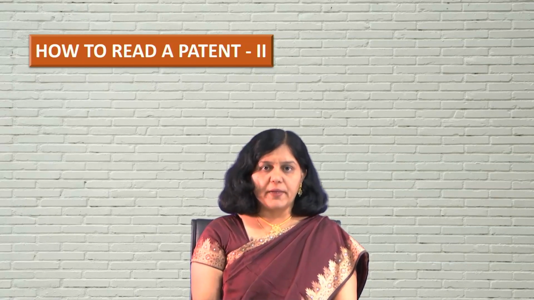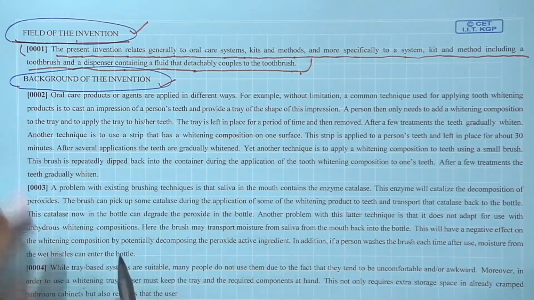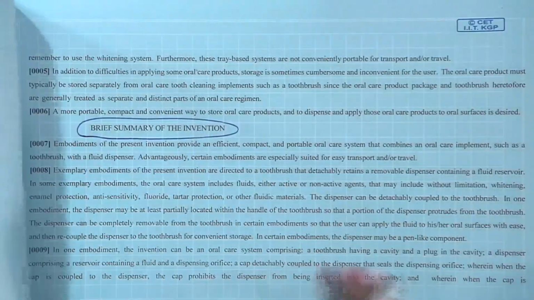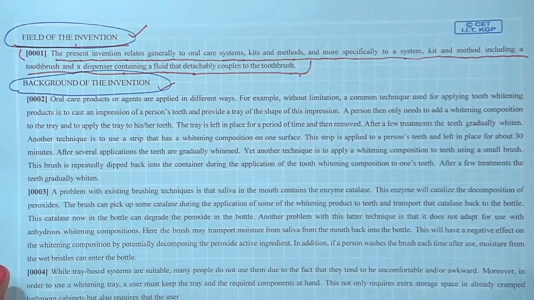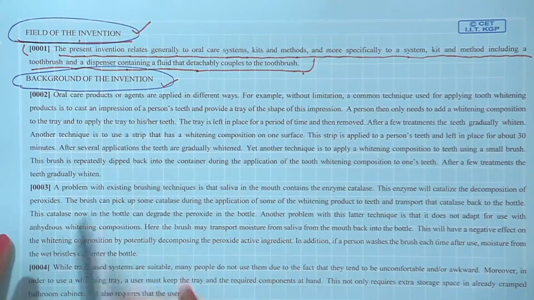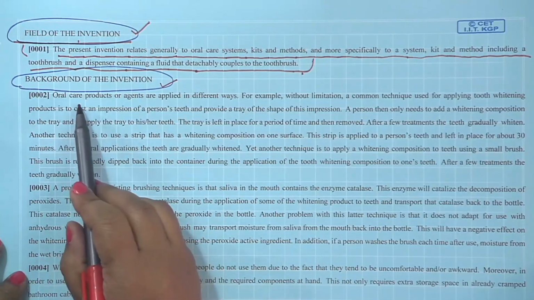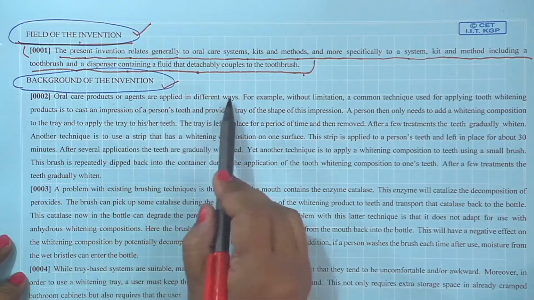So, check the document. Here, when we see the background of the invention, you can see that it starts with para 0002 and then continues up to 006. Now, what exactly is it saying in this background? I will read the first para only, then you can take your time and read the other paras. Oral care products or agents are applied in different ways.